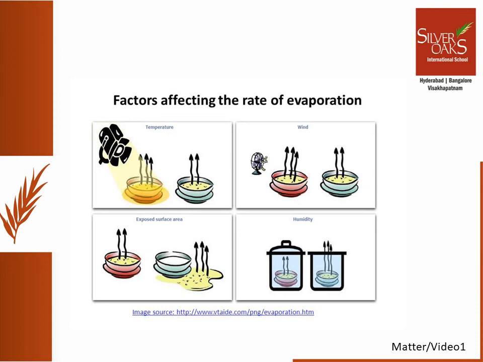Next is surface area. If we increase the surface area of the liquid, there will be an increase in the rate of evaporation. So that is the difference why when we drink tea from the cup, we feel it hot, whereas the same tea when we pour it in the saucer is cooler.